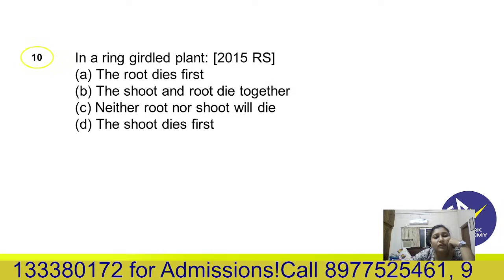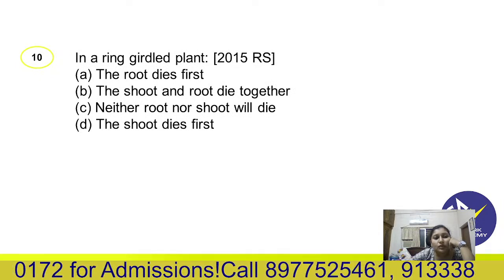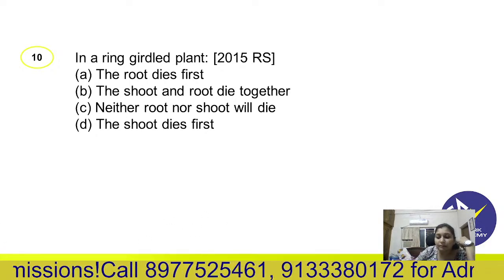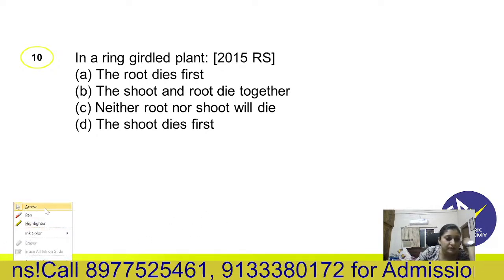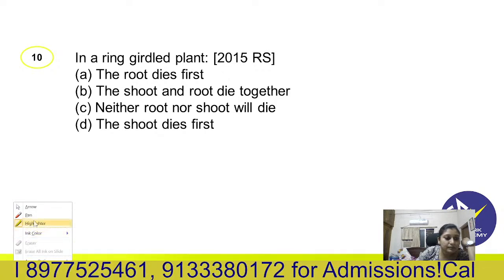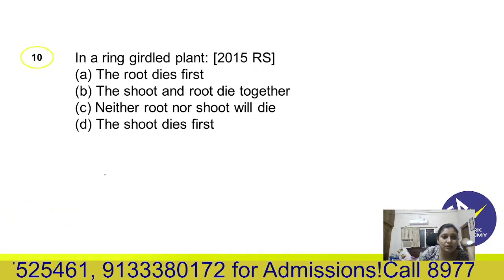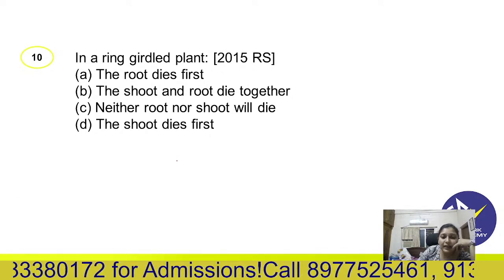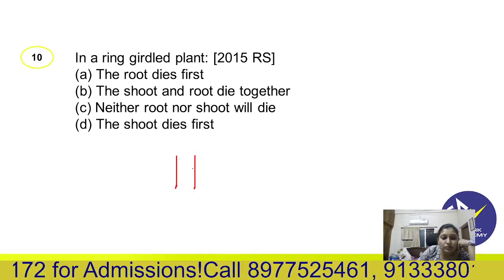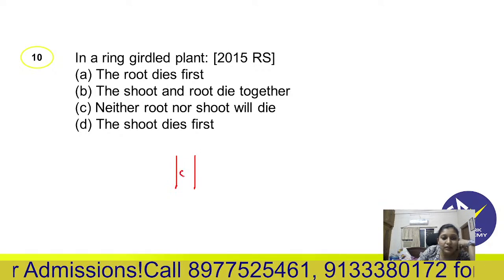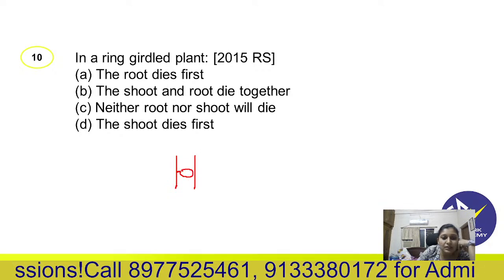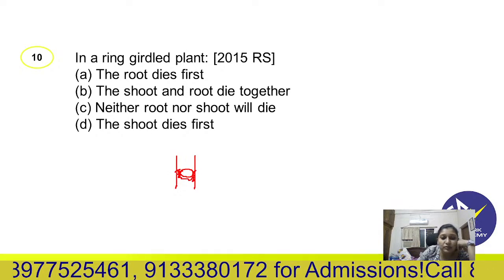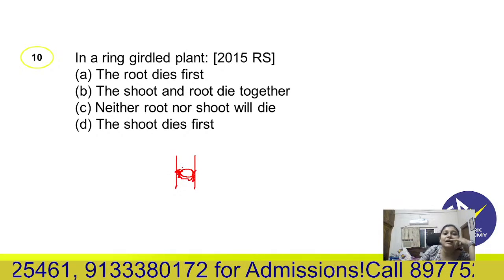Then in a ring girdled plant, the root dies first. What is a ring girdled plant? Let me explain that. In this girdling experiment, this is the stem, and you cut the stem from this portion, cutting it from the sides all around. So this is known as a ring girdled plant.